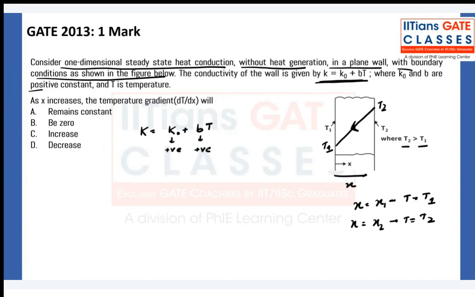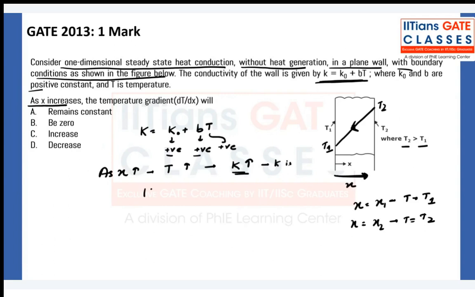Now you see one thing: as X is increasing, that means you are going in this direction, is temperature increasing or decreasing? Yes, increasing. So as X increases, temperature increases. So I can say K also increases, isn't it? Because beta is positive, and temperature is also increasing. So K is going to increase as temperature is increasing.